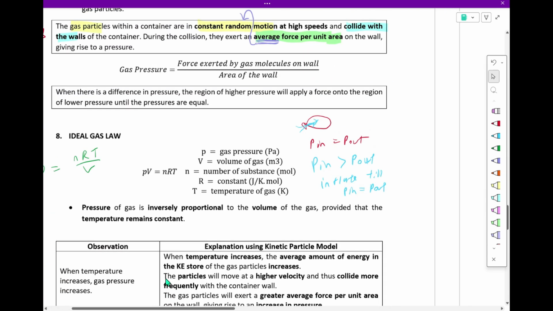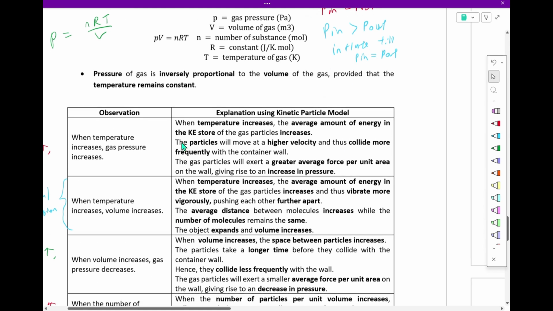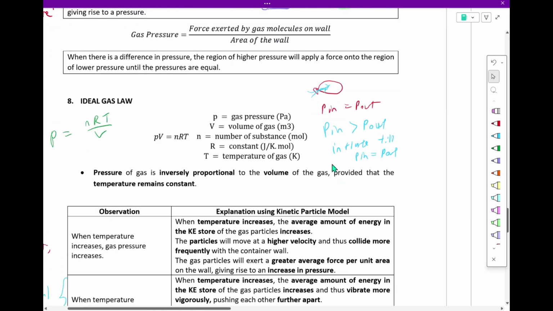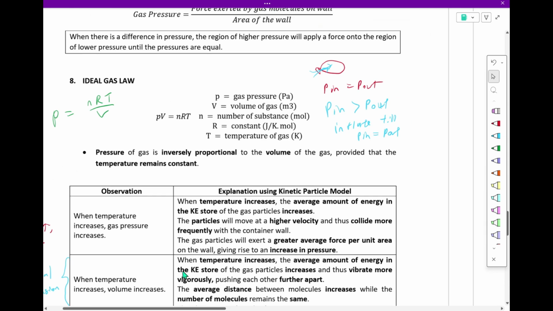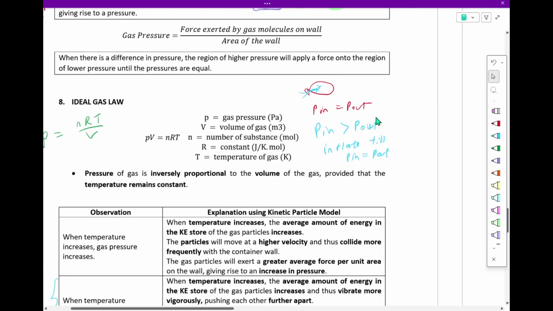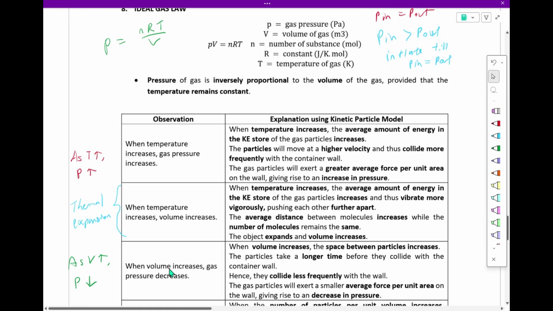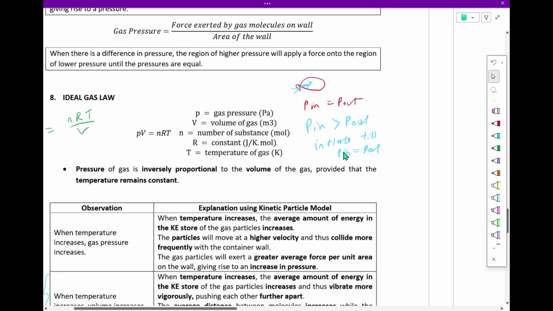If the question is asking you, why does my balloon inflate when I blow air in? You don't have to go to the trouble of describing all these steps. Okay, you can just phrase it using this one, because when you blow air in, number of particles increase, gas pressure increases. The pressure inside the balloon is now greater than the pressure outside the balloon, so the balloon will continue to inflate until the pressure inside is now equals to the pressure outside. Because when you inflate the balloon, don't forget, your volume increases, and when your volume increases, now your pressure inside decreases. So once it decreases till it's the same as the outside pressure, then it stops inflating.